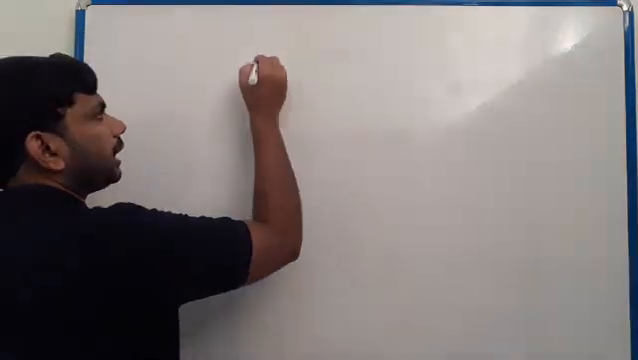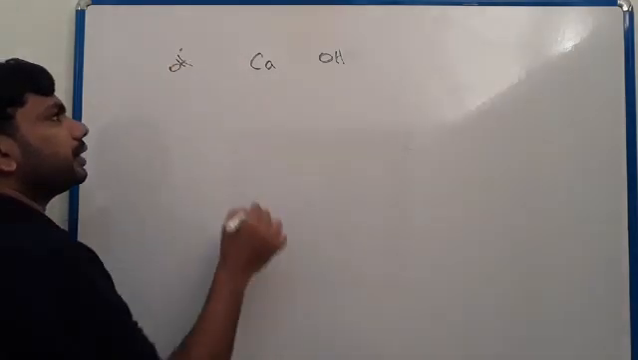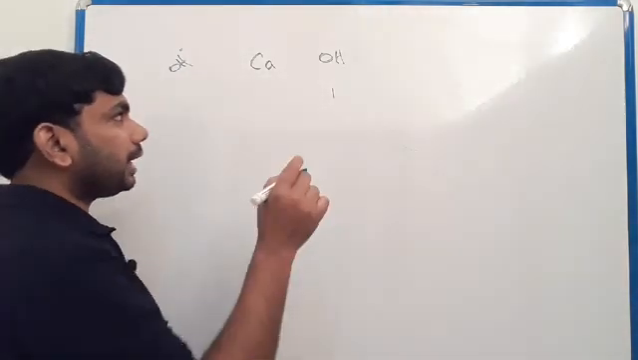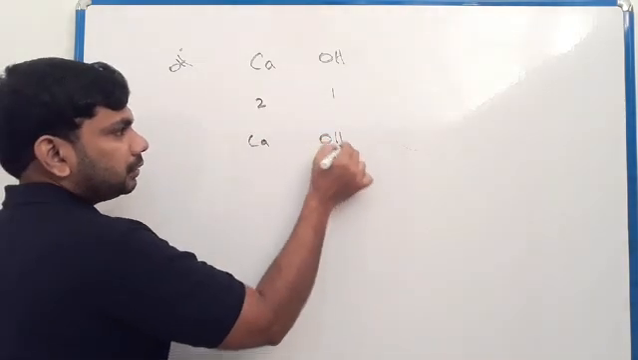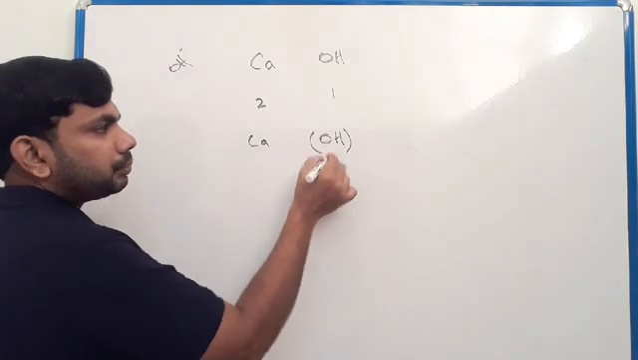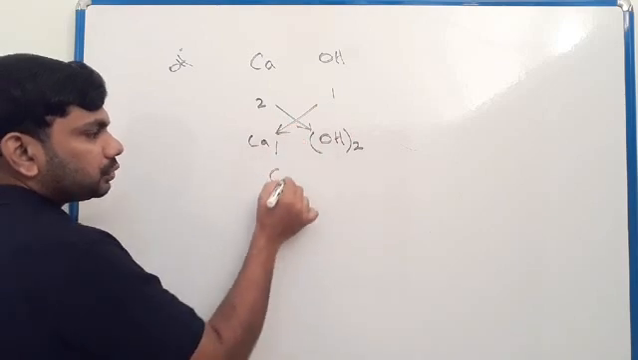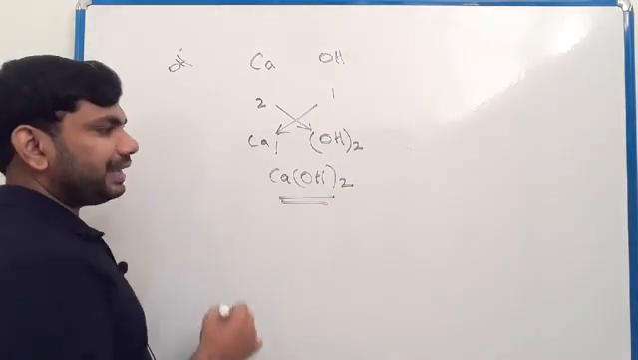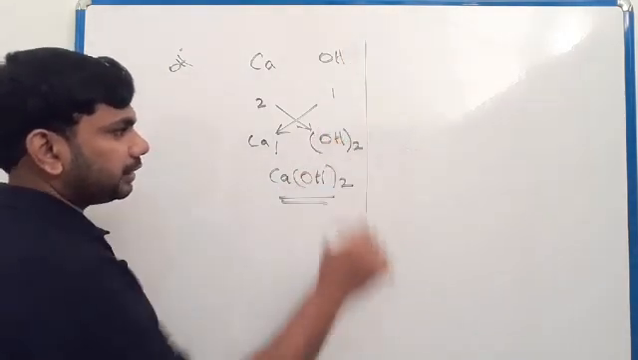Calcium hydroxide. Hydroxide is OH minus. Minus means -1, so write 1. Calcium is +2. Then write the symbols again. Here it is a polyatomic molecule, so put a bracket. Here it is 2, here it is 1. So the formula of calcium hydroxide is Ca(OH)2, OH twice. Here 1, no need to mention. So this is calcium hydroxide.